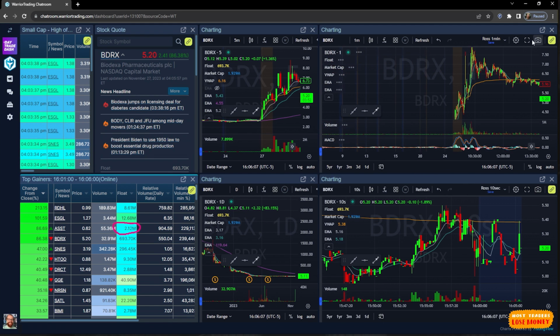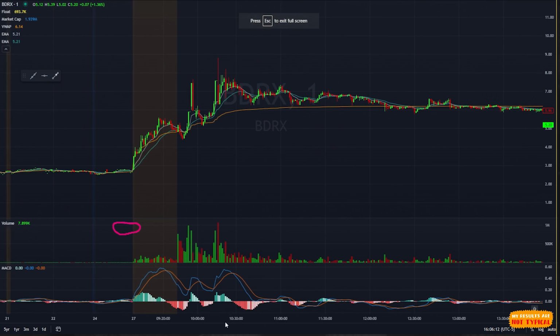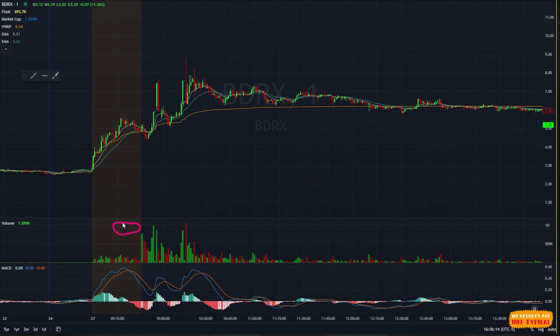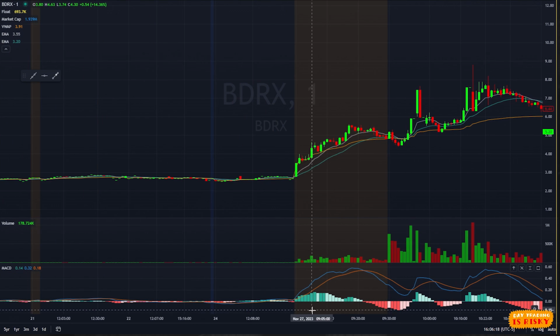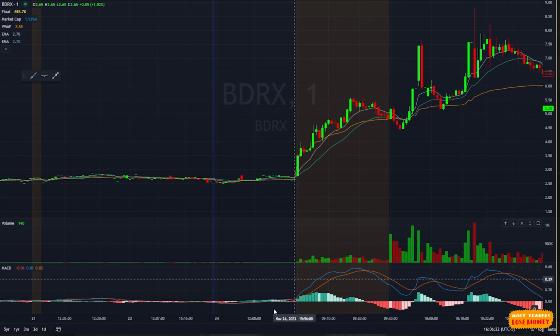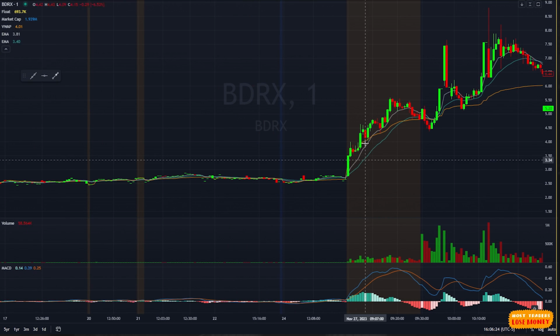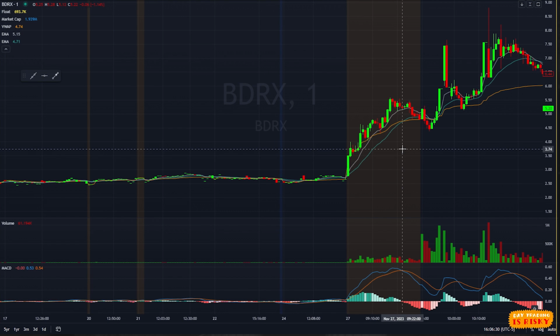This is a sector that is very popular for gap and go traders because pharmaceutical companies can be really volatile. They come out with great news. They've got a new treatment, a new drug, and all of a sudden the stock can really explode. And this is especially true with these lower price stocks. So even though BDRX didn't go to $50 or $100 a share, the fact that it was a recent reverse split made this even more interesting as a gap and go candidate.